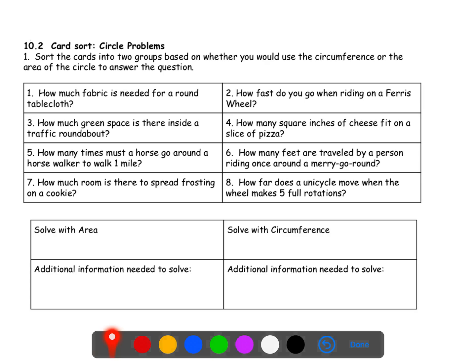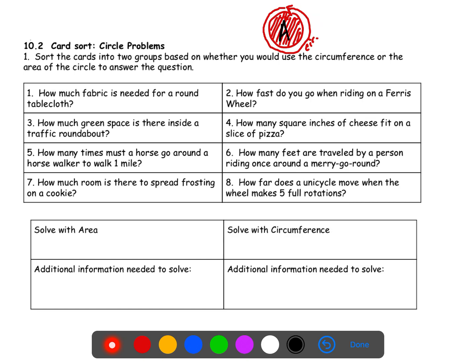Before we go any further, let's quickly review. If we have a circle, remember the circumference is the distance around the outside edge. That's circumference. If we're talking about the amount of space it takes up, the amount of surface area it takes up, then we're talking about area. So keep that in mind as we look at this.